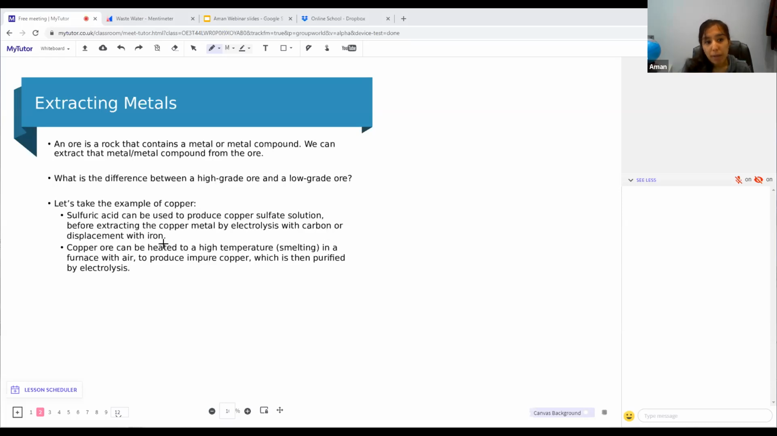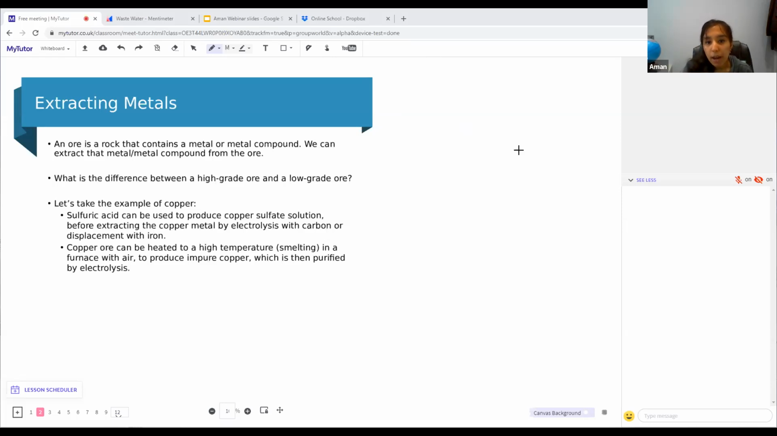So let's think about the displacement with iron. Why do we think we can use the displacement of iron to get copper from copper sulfate? What's the reason that we can use iron to displace copper from copper sulfate? Excellent. Yep, someone's saying it's higher in the reactivity series. Brilliant. So iron is more reactive than copper. And yep, I like that someone said it kicks the copper out because it's more reactive. That's how I always think about it, kicking the copper out.